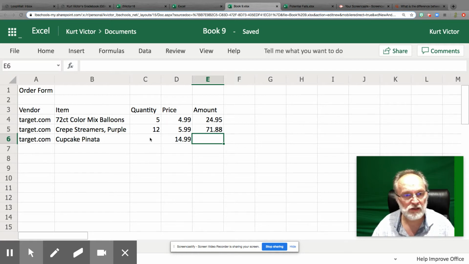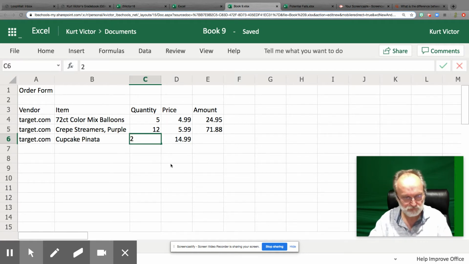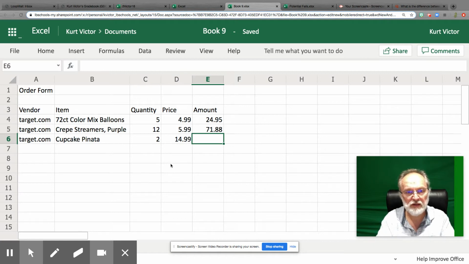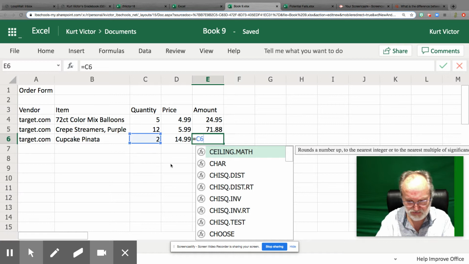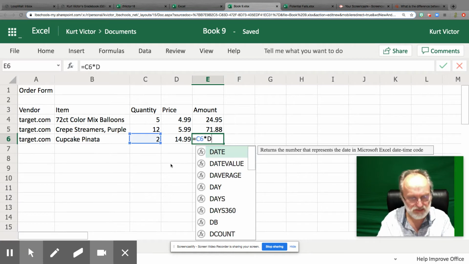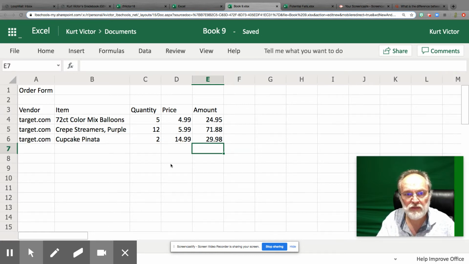And then how many pinatas do we want? Maybe 2. And again, let's do our formula. Equals C6 times D6. Now, it is possible that we could have typed equals 2 times 14.99. The reason I would discourage you from doing that is, what if Student Council comes back and says, no, we actually need more streamers or we need fewer balloons? You can adjust.